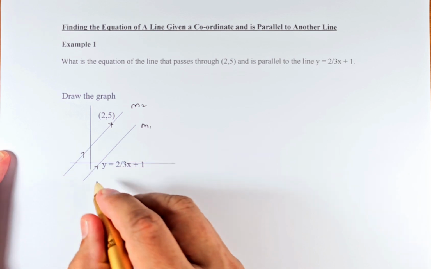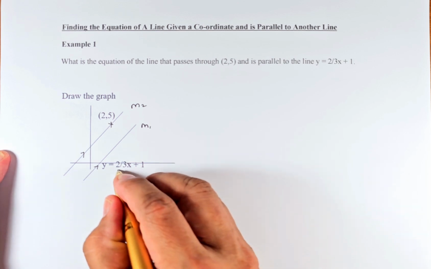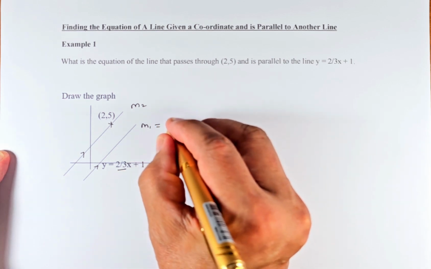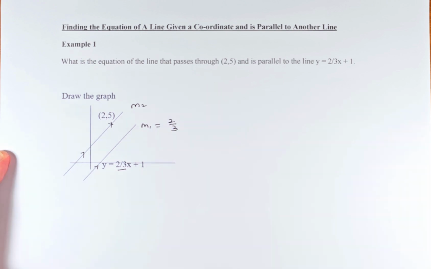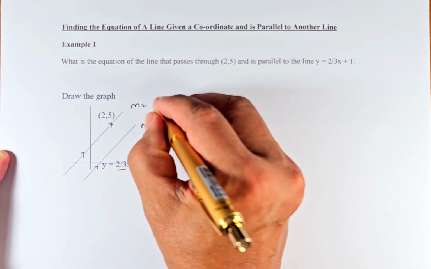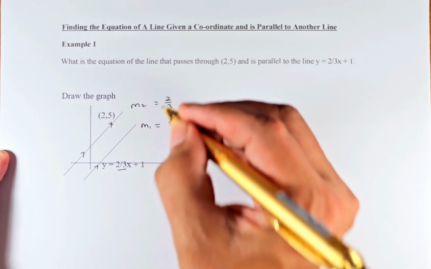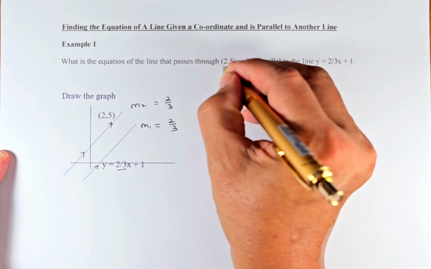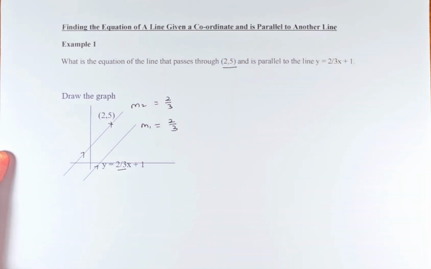So from this equation, y equals mx plus c, the m is 2/3, so the gradient is going to be 2/3. Similarly, the gradient for the line that we are about to find is also going to be 2/3. So we know the gradient, and it cuts through the point (2, 5). Now it's very simple. Now we're going to find the equation of the line given the gradient is 2/3 and it passes through the point (2, 5).